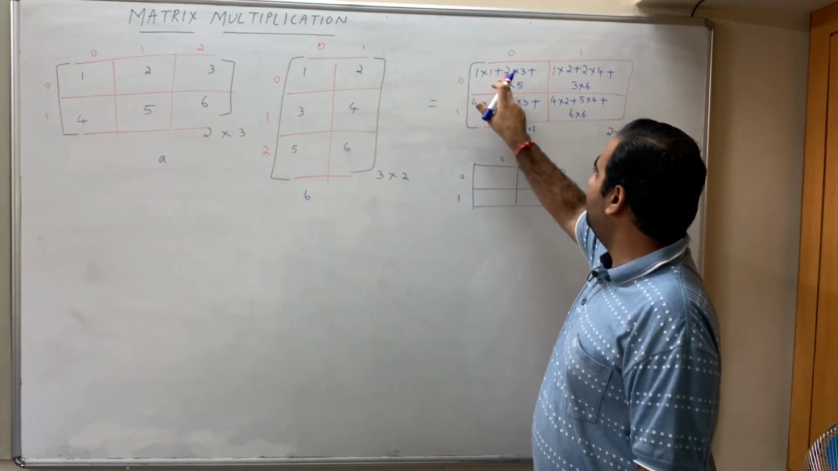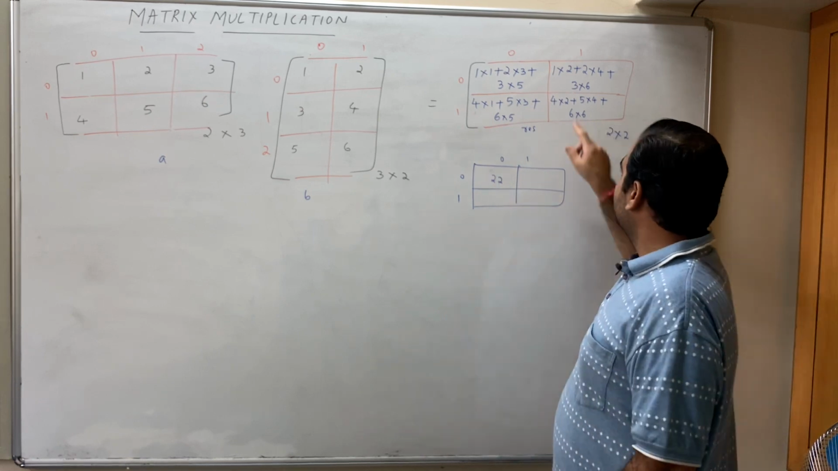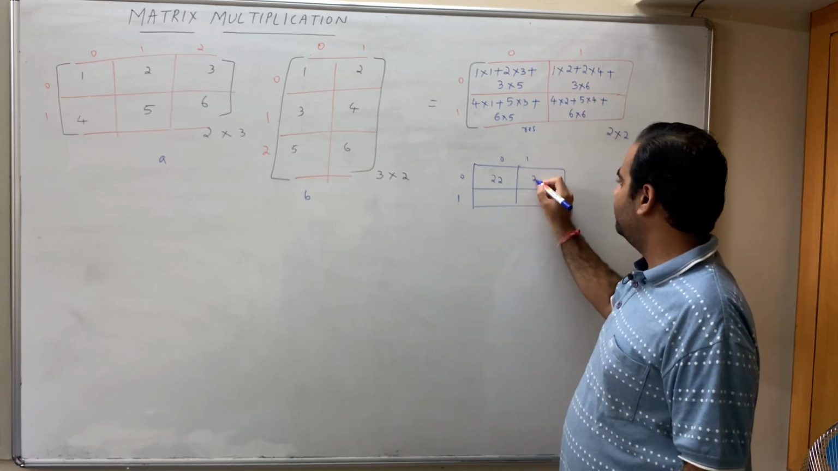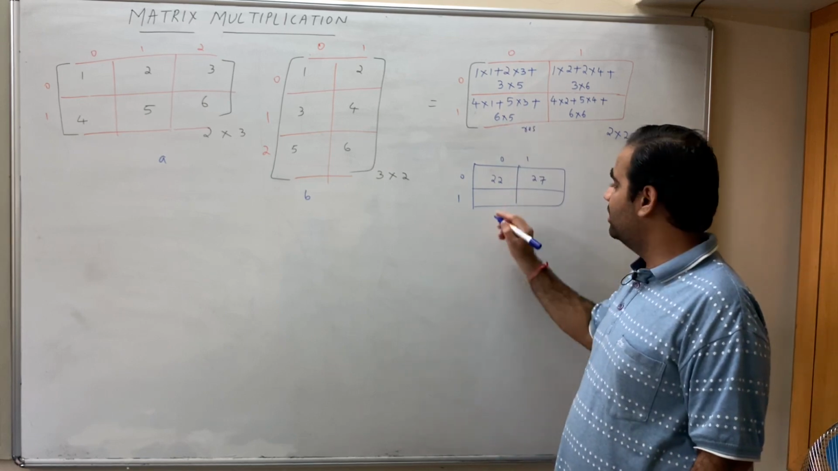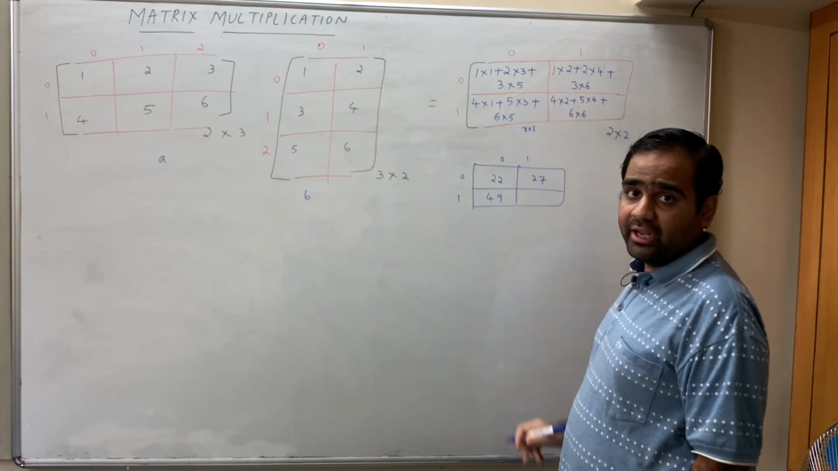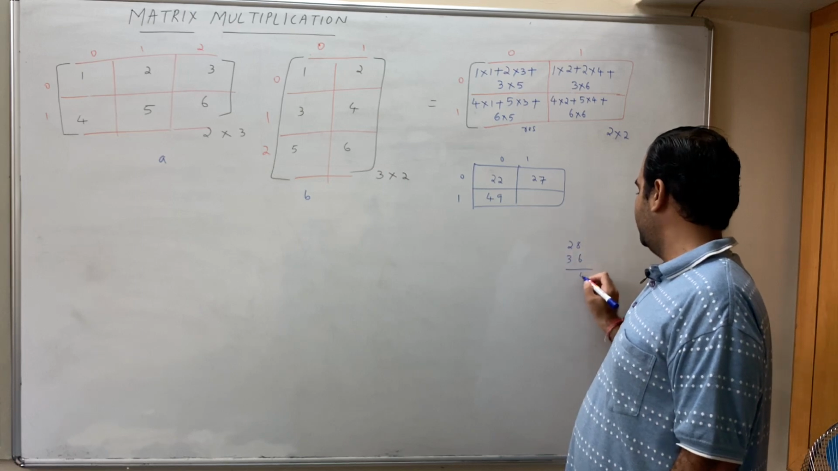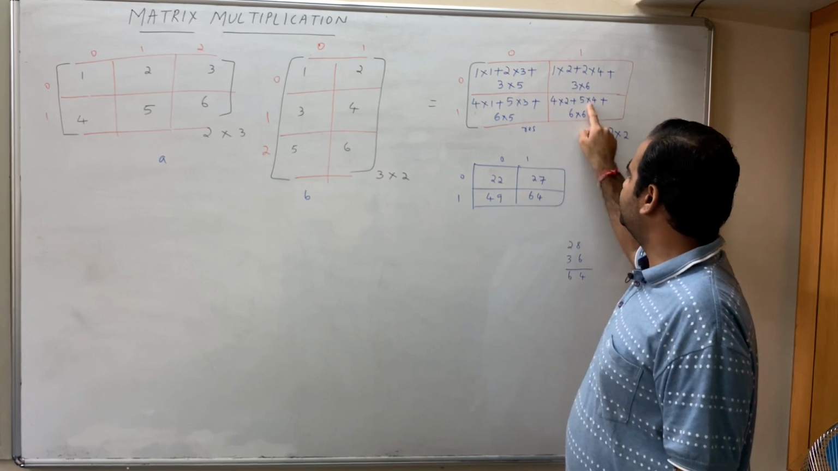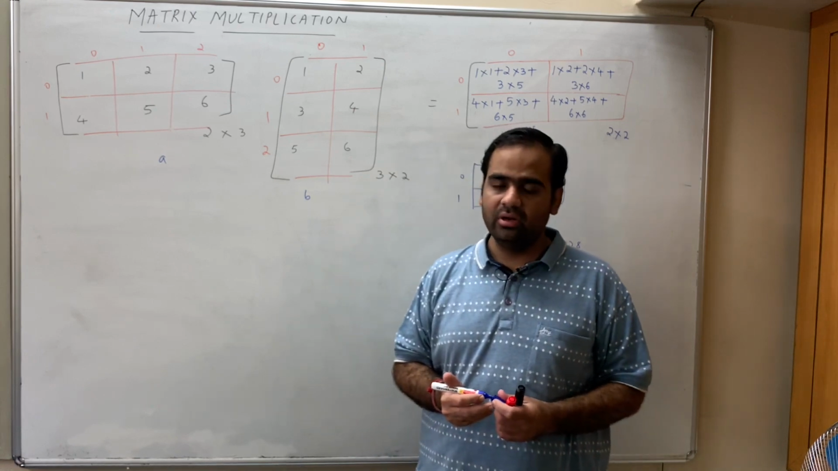Now what is it? 1 plus 6 is 7, 7 plus 15 is 22. This is 2 plus 8 is 10, 10 plus 18 is 28. 4 plus 15 is 19, 19 plus 30 is 49. 8 plus 20 is 28, 28 plus 36 is 64. This will be the resultant matrix.